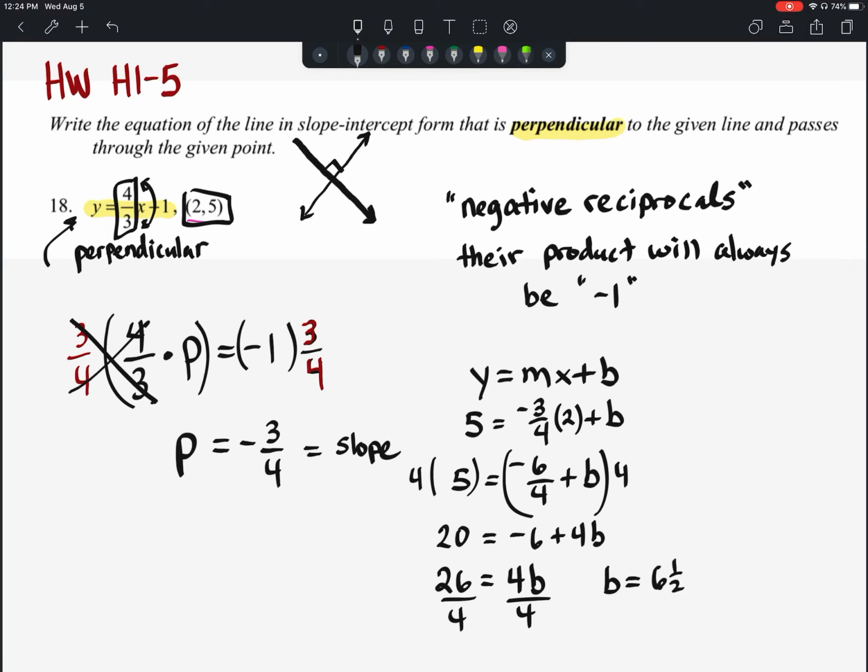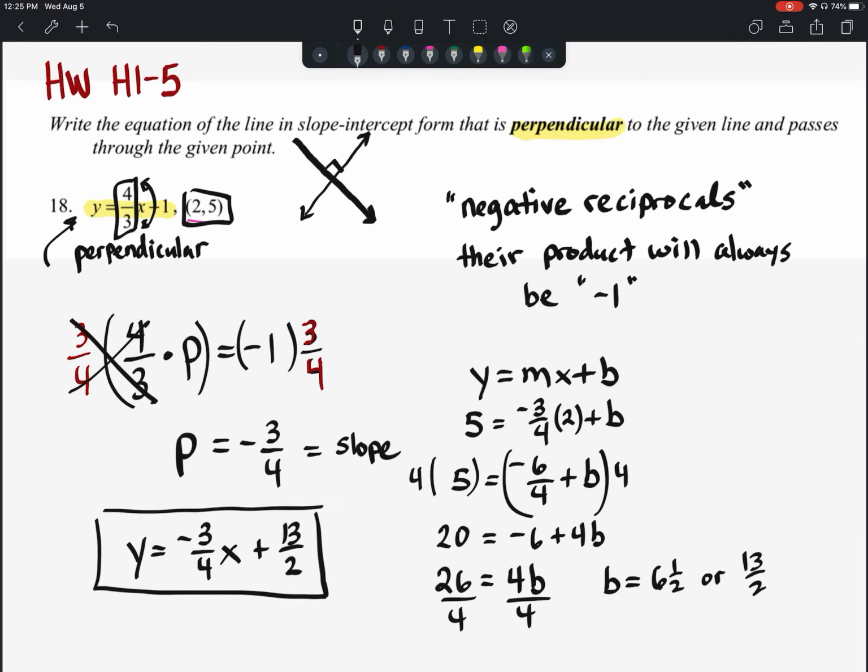you could reduce that to 13/2 if you wanted to practice leaving it as an improper fraction. The equation of our line then would be y is equal to -3/4 x plus 13/2, or 6.5 if you want to do it that way. That is the answer for number 18.